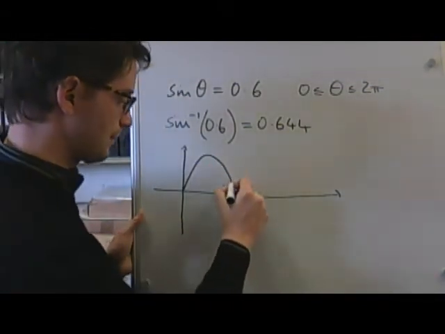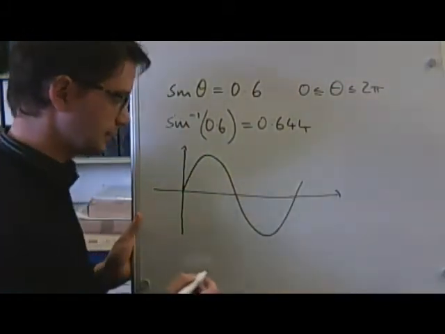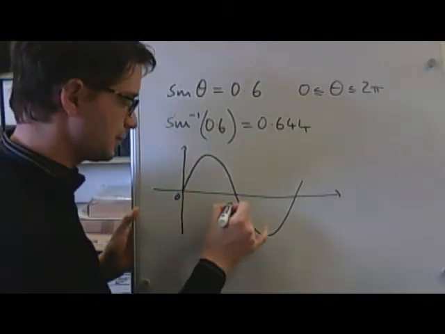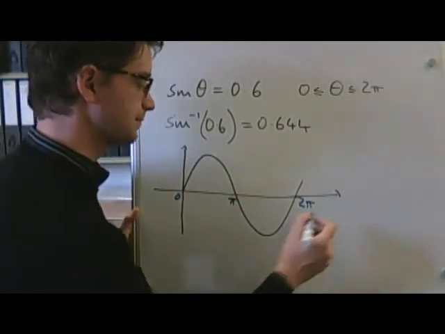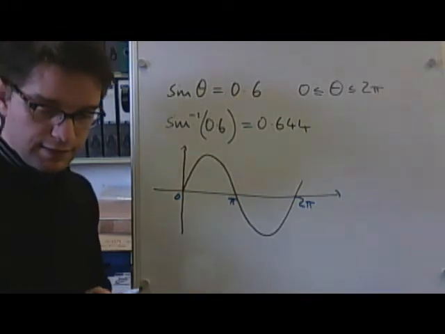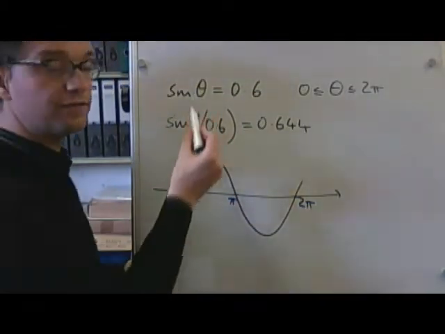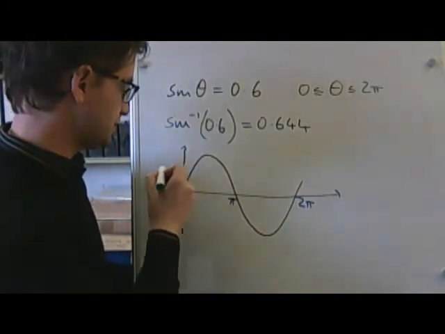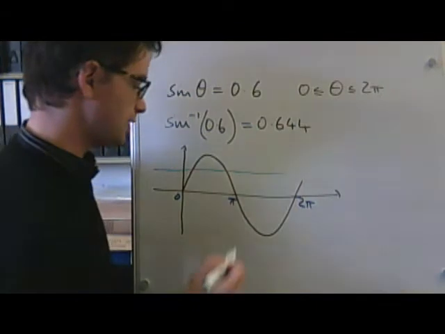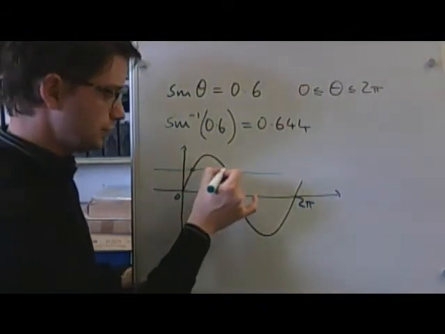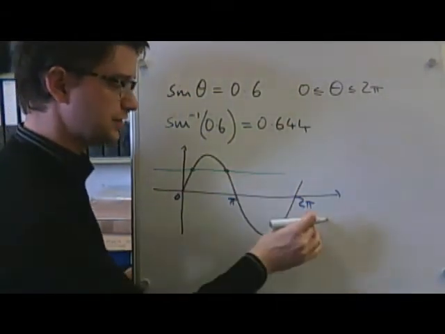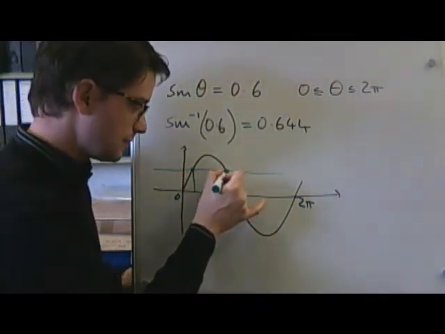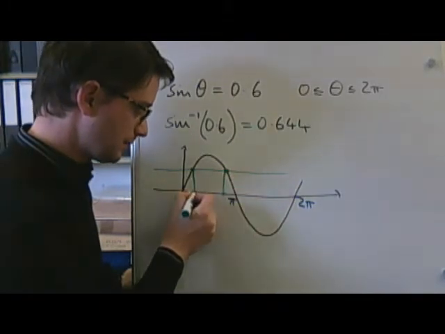So I'm going to draw the sine curve like that, and it is cutting at 0 and at pi and at 2 pi. The places that I'm interested in are all the values of theta for which sine theta equals 0.6. So that's going to be running across here somewhere. And we can see there are two solutions in my range from 0 to 2 pi, and here they are, at this point and this point.